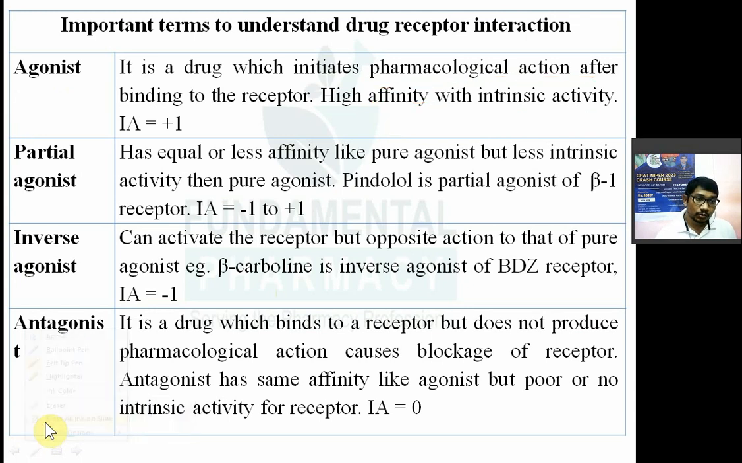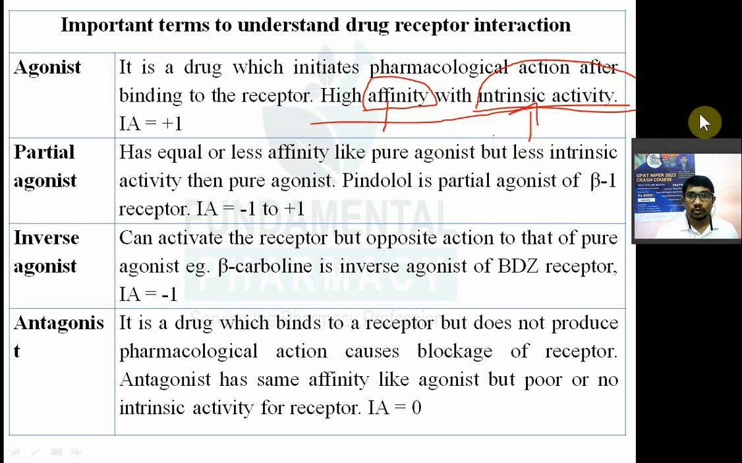तो फुल एगोनिस्ट विल हैव अ हाई एफिनिटी एंड हाई इंट्रिंसिक एक्टिविटी. एफिनिटी क्या होता है? It is the ability of drug to combine with the receptor. And intrinsic activity क्या होता है? It is the ability to produce a pharmacological effect after combining with the receptor. एफिनिटी मतलब एबिलिटी टू कंबाइन विद द रिसेप्टर. इंट्रिंसिक एक्टिविटी मतलब आफ्टर कंबाइनिंग it will produce a pharmacological effect. Efficacy, intrinsic activity is also known as efficacy.